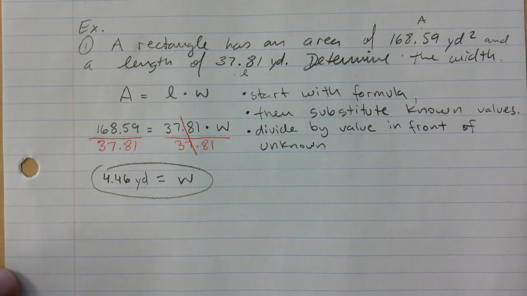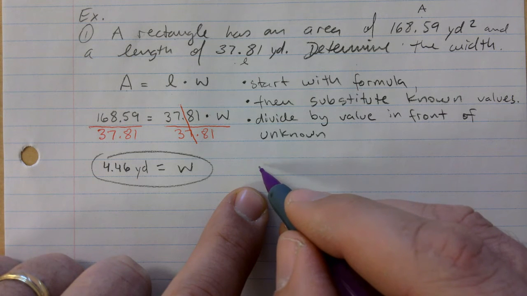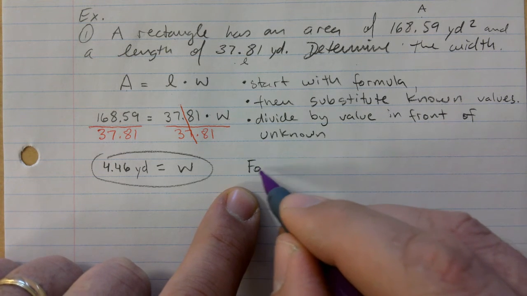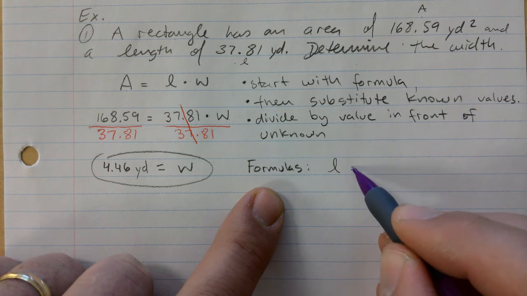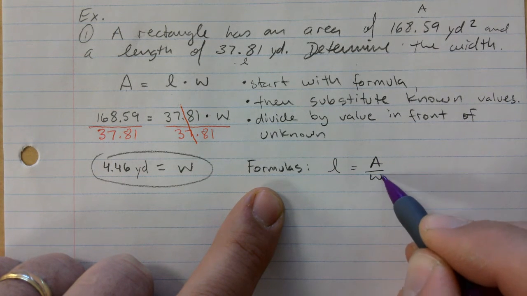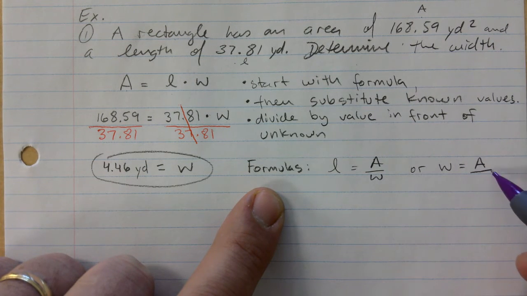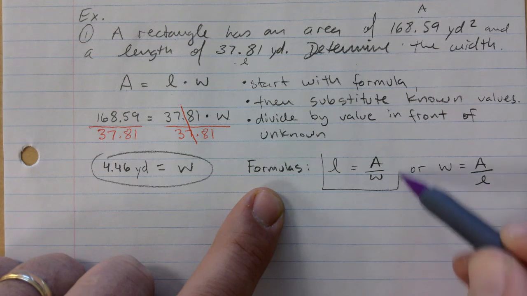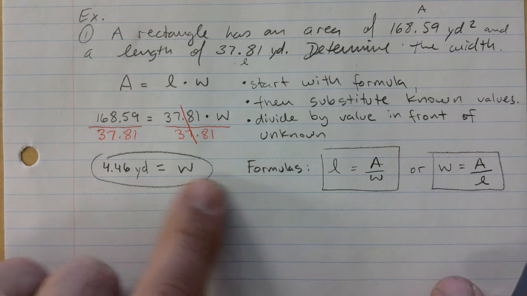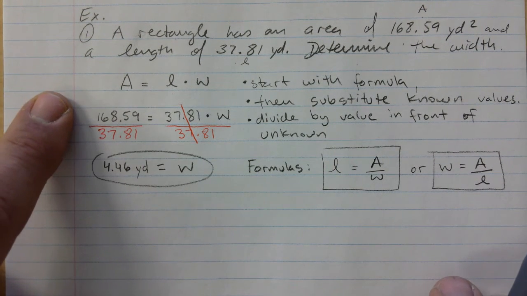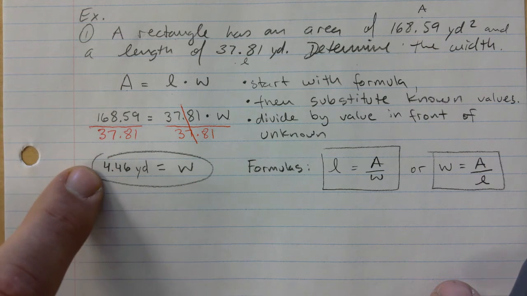Okay. And I will just tell you here the formulas, right? Essentially, if you want to find the length, you just go area divided by width. Or if you want to find the width, you would just go area divided by length. That's for a rectangle. That's basically what happened here. Watch, we took the area and we divided it by the length. Right? That's how we found the width.